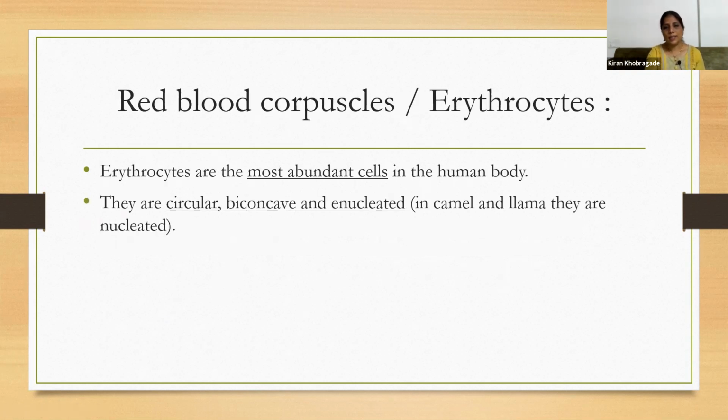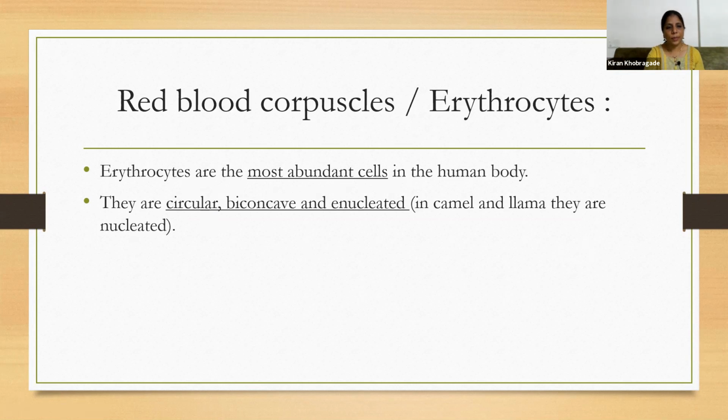In today's part, as I said, we are going to study in detail about erythrocytes, also called red blood corpuscles. Erythrocytes are the most abundant cells in the human body. That means they are found in higher number, you can say. The major number of blood cells in the human body is erythrocytes.